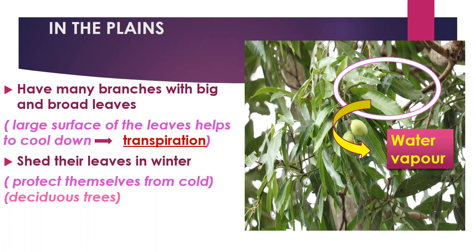Now, these trees shed their leaves in the winter to protect themselves from cold. Such trees are called deciduous trees. In the winter time, you know that the air has very little moisture or very little water vapor. So they will take the water moisture from the leaves. And as the leaves are losing an excess amount of water, the plant will shed its leaves to protect itself from the extreme, cold weather conditions.